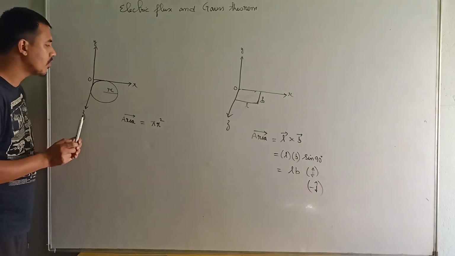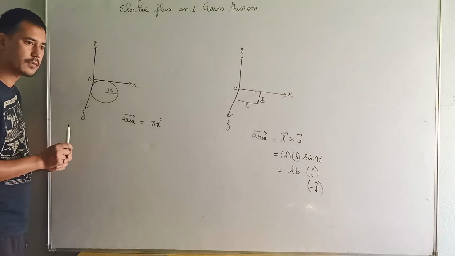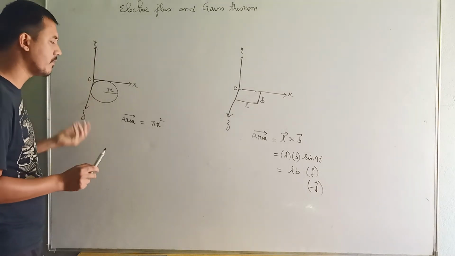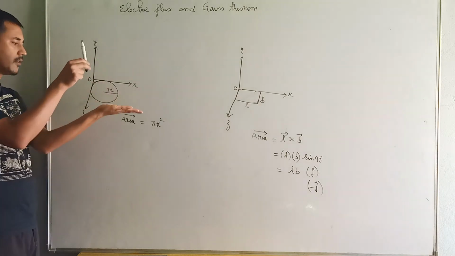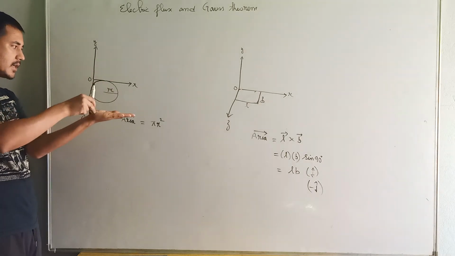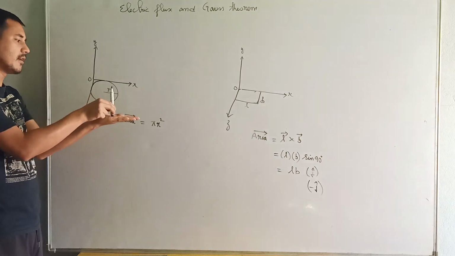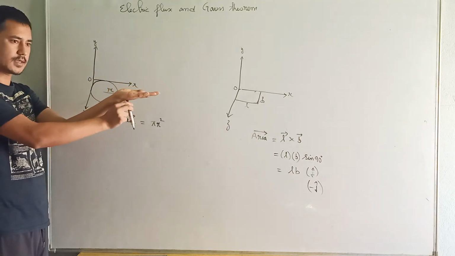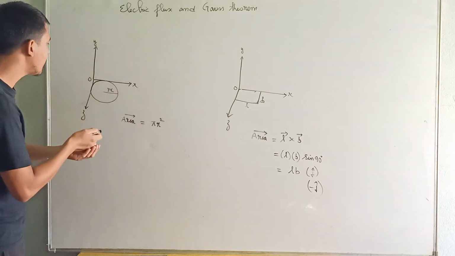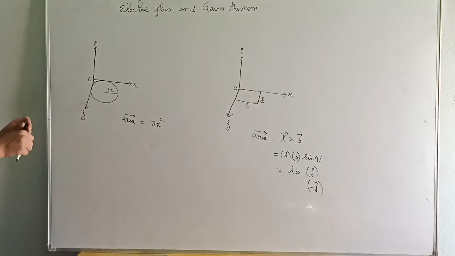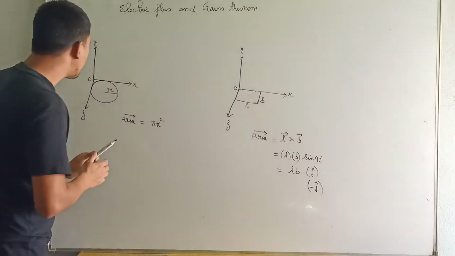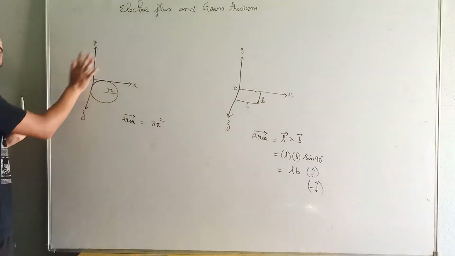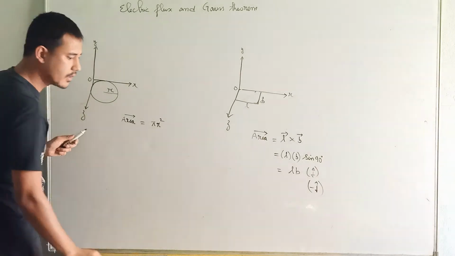And the area vector will be pointing in which direction? If your circle is here in the xz plane, the area vector will be directed like this, or it will be directed like this. So the area always acts in a direction perpendicular to the plane containing the surface.